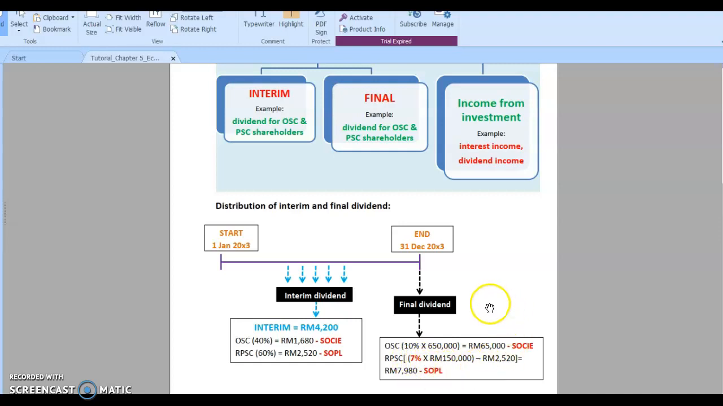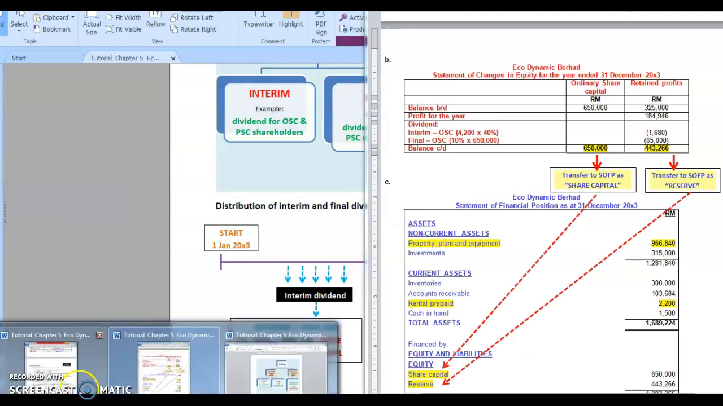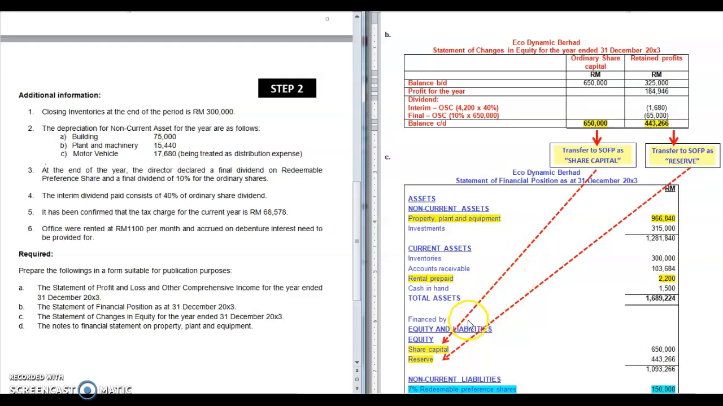Finally, after we have done the working, we do the adjustment in the statement of changes in equity. So we report it as a reduction of retained earnings. Finally, we compute the closing balance, and these two closing balances will be reported in the statement of financial position. Share capital will record the amount of ordinary share capital, while the reserve will report the amount for retained profit. So remember, we just have to do the summary. That's all.